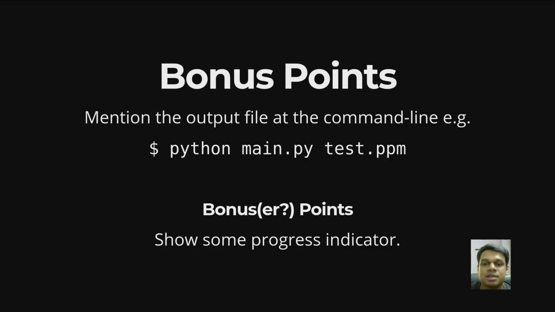Another bonus point: can you show some progress indicator? When we run our programs, it's actually going to take a lot of time, because ray tracing is going to be slow. How can we see that there is something happening? You can either show a progress bar, or you can just show a number which shows 0%, 10%, 100%, like that. Some sort of progress indicator would also give you bonus points.